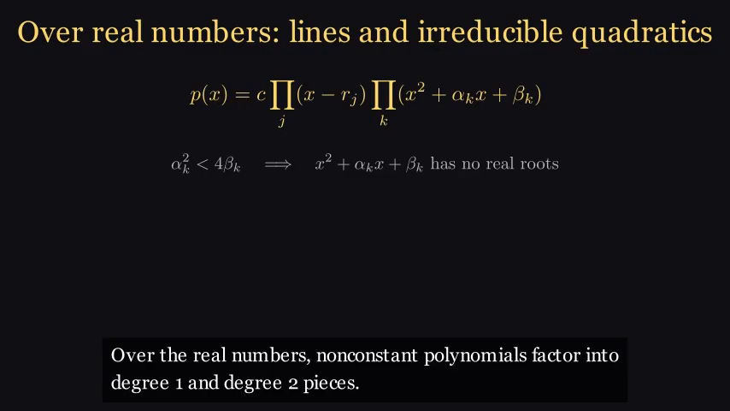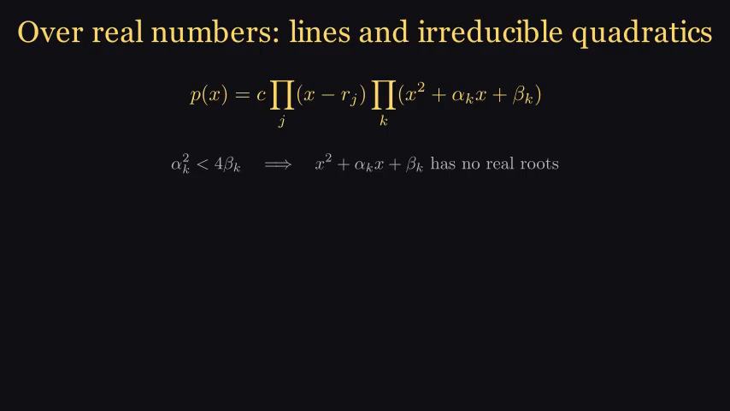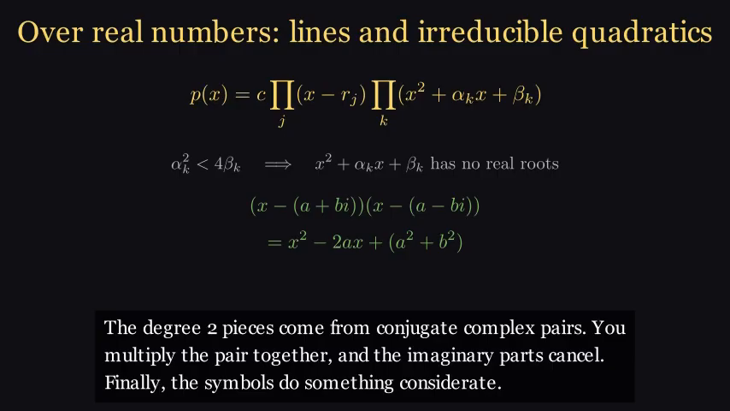Over the real numbers, non-constant polynomials factor into degree 1 and degree 2 pieces. The degree 2 pieces come from conjugate complex pairs. You multiply the pair together, and the imaginary parts cancel. Finally, the symbols do something considerate.